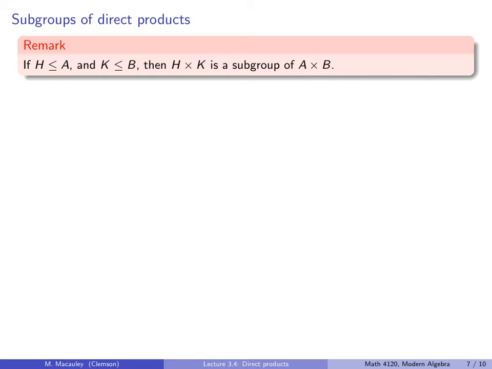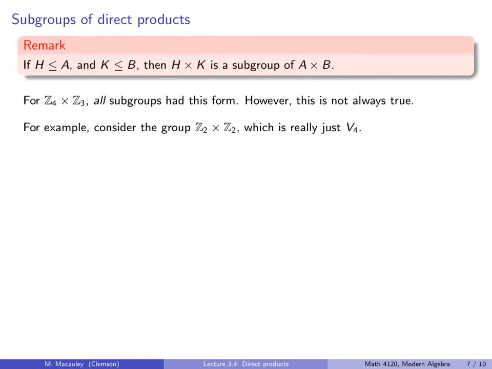Take ordered pairs of things in H and things in K, and as you multiply them together, in the first coordinate, you still get something in H, and in the second coordinate, you still get something in K. And for the last example, Z4 cross Z3, all 6 subgroups had this form. However, this is not always true. That was just a small example.